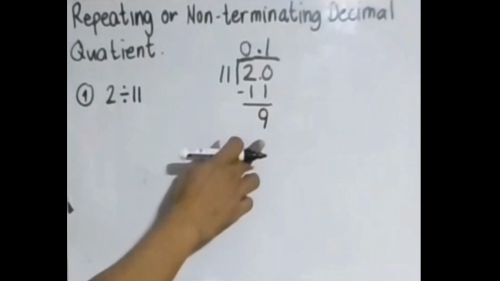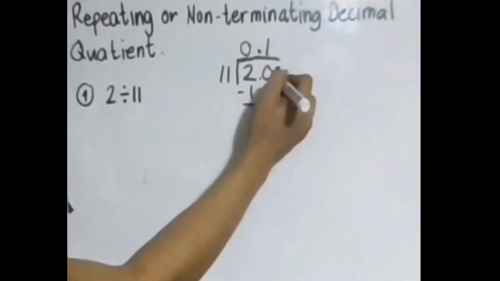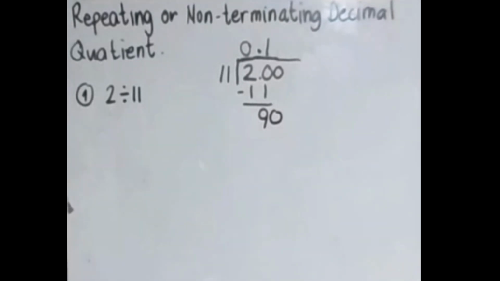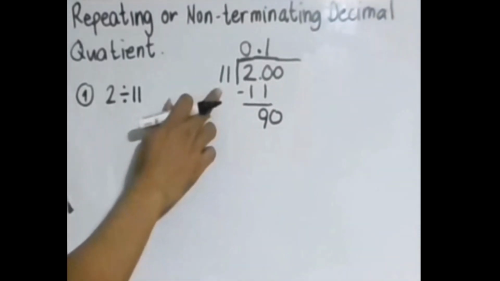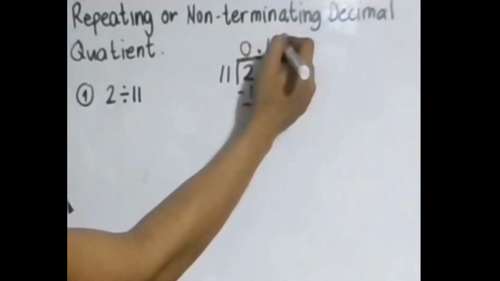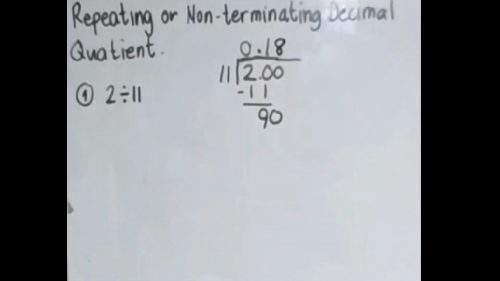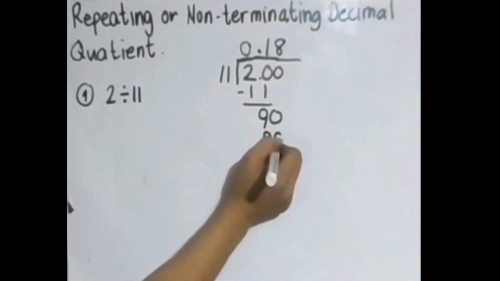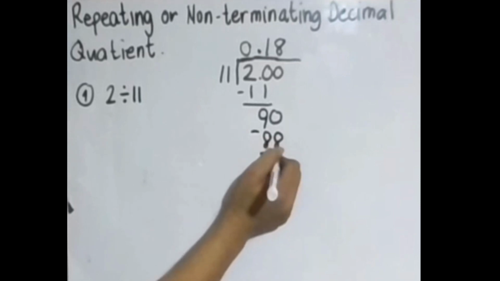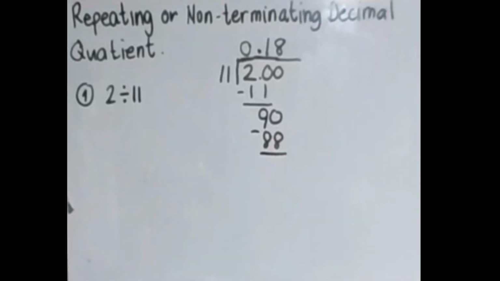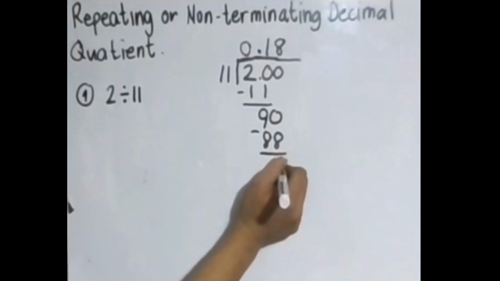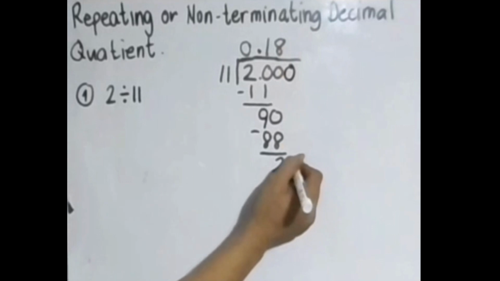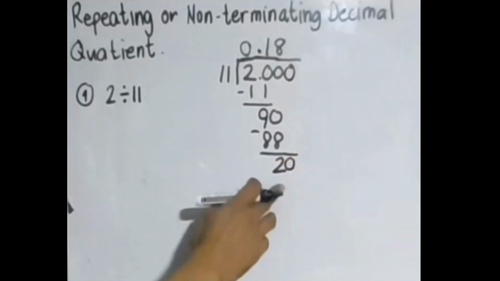Since meron pa tayong 9 dito, let us add 0 in our dividend and then bring down the 0. So you will have now 90. 90 divided by 11 is equals to 8. Multiply. 8 times 11 is equals to 88. Subtract. 90 minus 88 is equals to 2. Again, let us add 0 in our dividend and then bring down the 0. So you will have now 20.